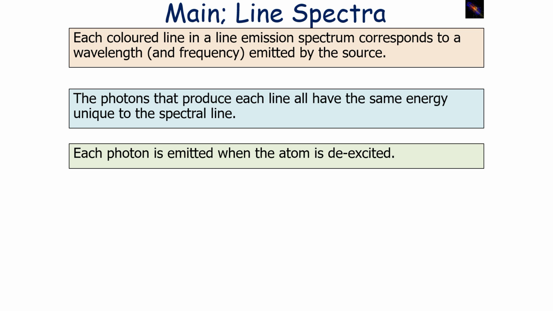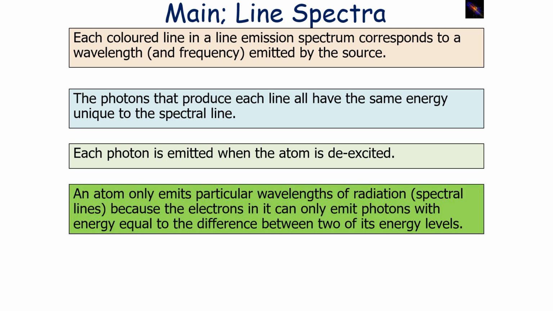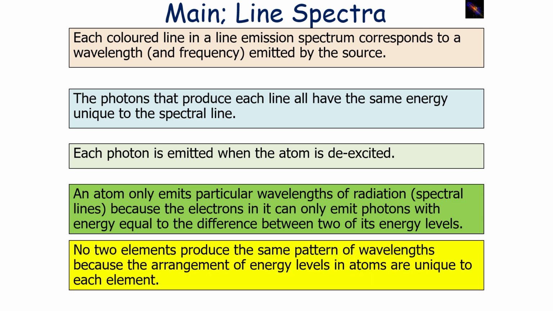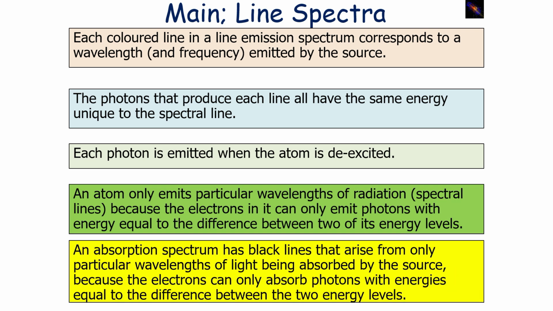Each photon is emitted when an atom de-excites, and an atom only emits particular wavelengths of radiation because the electrons in it can only emit photons with energy equal to the difference between two of its levels. Now, no two elements can produce the same pattern of wavelengths because the arrangement of energy levels in atoms is unique to each element. Now, it's important to note that an absorption spectrum has black lines that arise from only particular wavelengths of light being absorbed by the source, because the electrons can absorb photons with energies equal to the difference between the two levels.